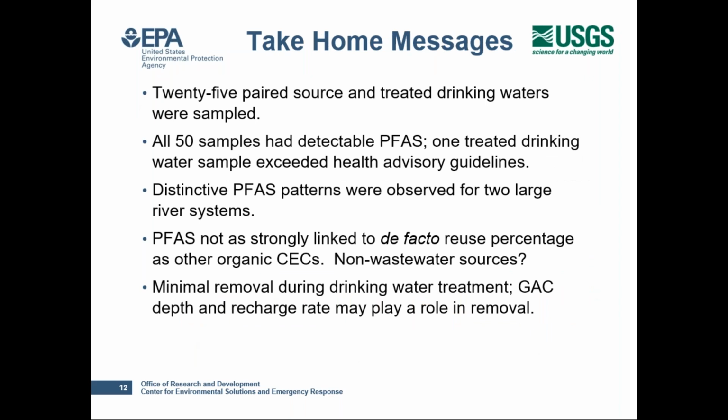So for the take-home messages from this part of the story, we had 25 paired source and treated water samples. All 50 samples had detectable PFAS in them. One treated drinking water, utility 22, exceeded the health advisory guideline of 70 nanograms per liter for PFOS and PFOA summed. We saw distinctive PFAS patterns on the 2 large river systems, one dominated by PFOA, the other dominated by PFBS.